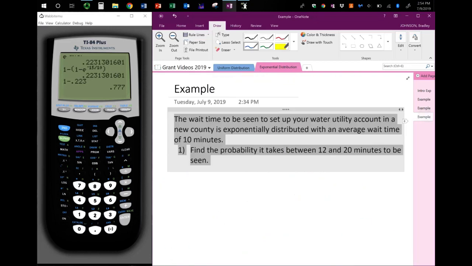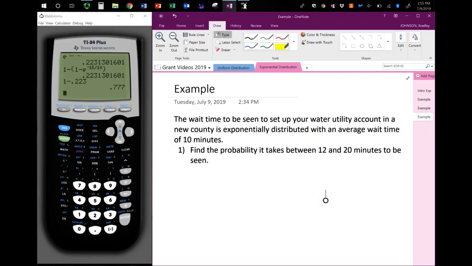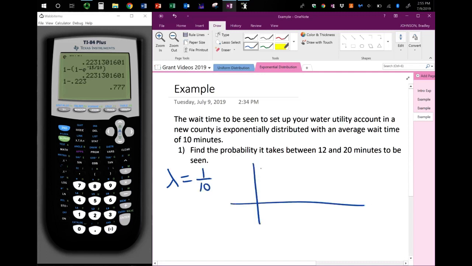Okay, and then let's do one more example where we're between values now. So let's recap. Lambda is 1/10, and if we draw our picture, we're decaying, and it takes between 12 and 20 minutes. So let's mark 12 and 20 right there. I really should be putting arrows on all of it, but now find the probability it takes between 12 and 20. So between would be that shaded part, this shaded region right there.